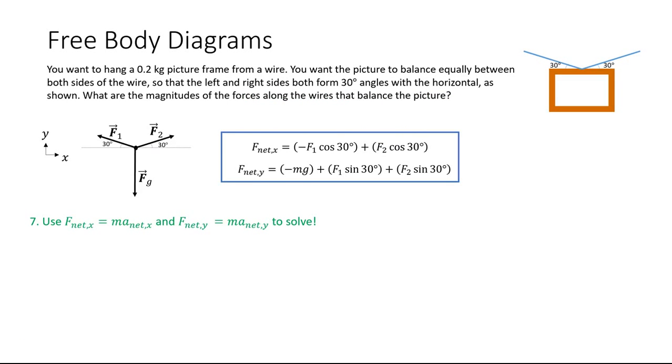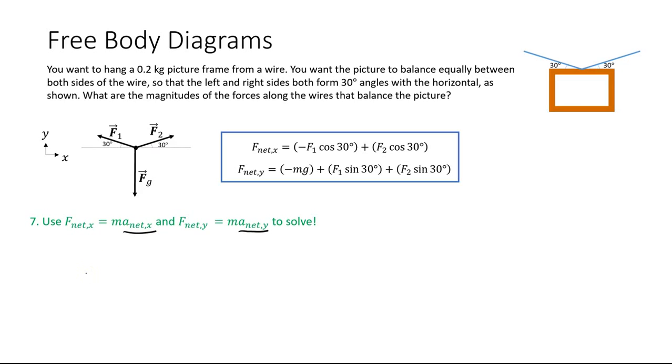Okay, so now to finish up this problem, we have to go back to the problem statement and remind ourselves about the acceleration of the picture frame. Our picture frame is at rest, it's balanced, right? It's not moving up or down, it's not moving left or right. Since it has a constant velocity of 0, that means that it has an acceleration of 0 as well. Constant velocity, even when the constant velocity is 0, always just means acceleration of 0. And so that means both a net x and a net y are going to be 0 here.